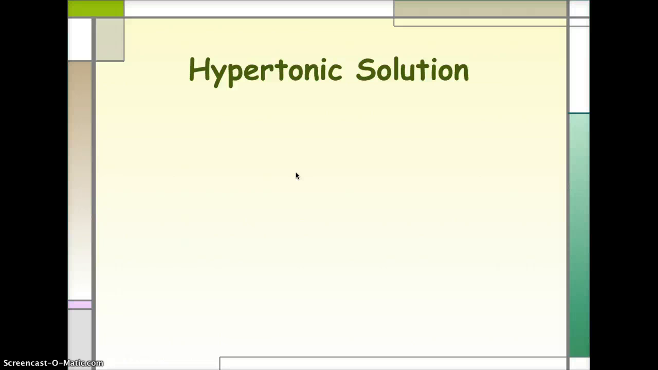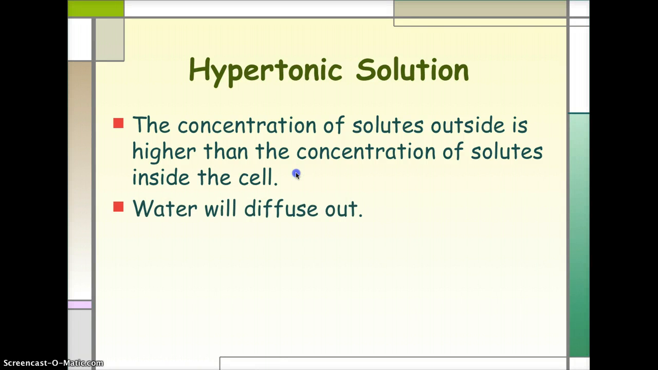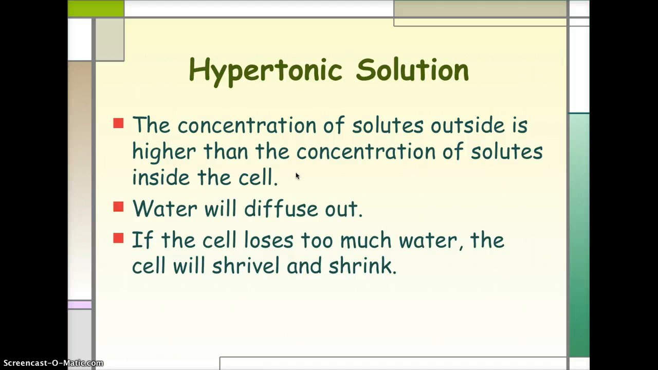In a hypertonic solution, and guys, think about the egg lab, or the egg demonstration that we did. In a hypertonic solution, the concentration of solutes outside is higher than the concentration of solutes inside the cell. So think about the demo when we were looking at the egg in the syrup. What happened to that egg in the syrup? The water diffused out. If a cell loses too much water, it shrivels and shrinks.